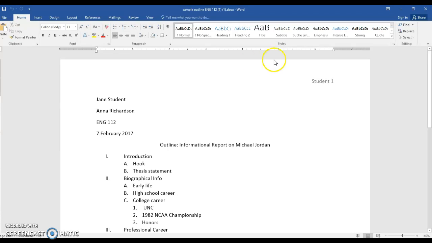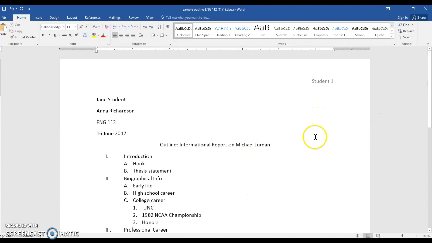So as you can see, I have put my MLA heading. I have my last name and page number. Then I have my first name, the instructor name, the class, and the date. Of course, you would not do that. I'll change this for you. All right, then I have a title up here, which is "Outline: Informational Report on," and then you would put the name of your historical figure.